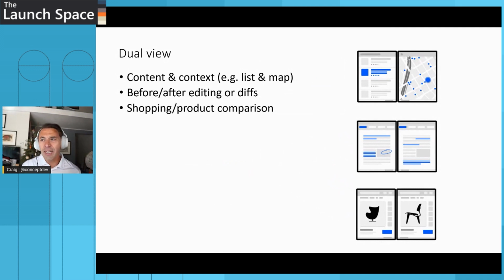Dual view is the next pattern that's going to be common for certain types of applications. This is using the 2 screens to help the user by showing 2 views of the same information. The top example in my slide is a list of addresses that's simultaneously being rendered on the map on the right. The middle example is a document with and without markup. And the bottom example is a shopping example where you're comparing products.